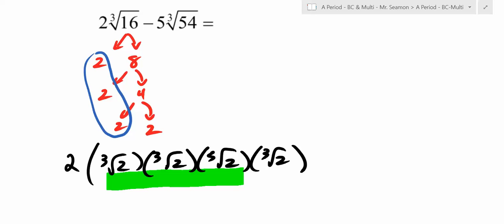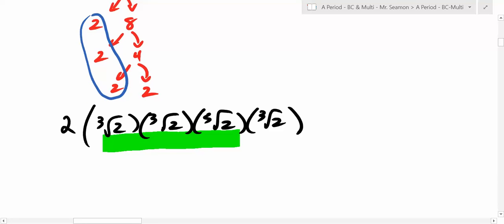5. What's the square root of a table times the square root of a table? A table. What's the cube root of 2 times the cube root of 2 times the cube root of 2? It is 2, because it's the cube root and you're multiplying by itself 3 times, so you effectively get rid of all of them. So what does that mean this equals?